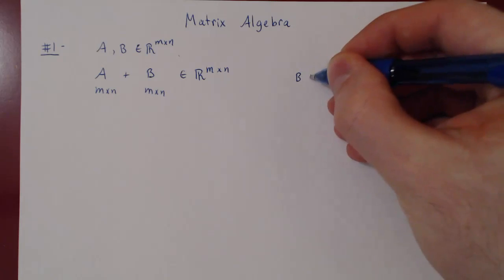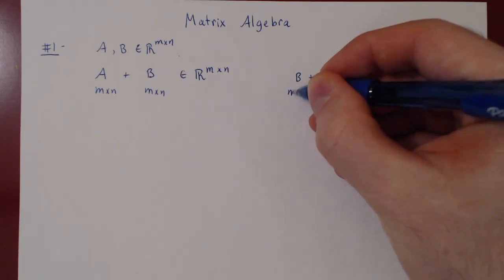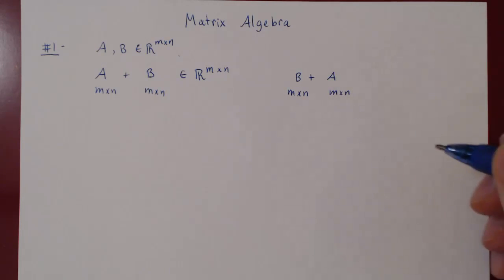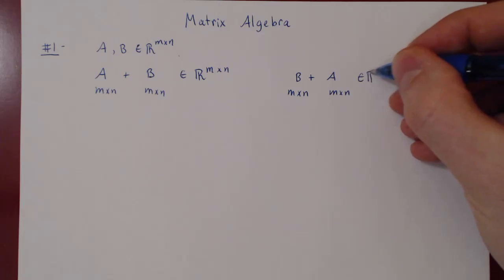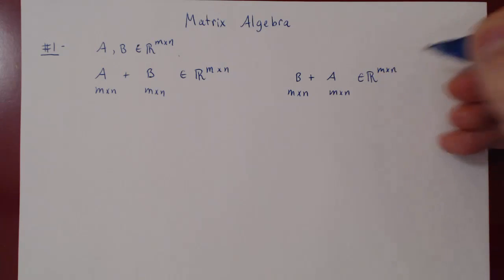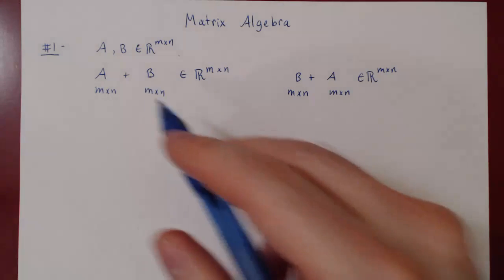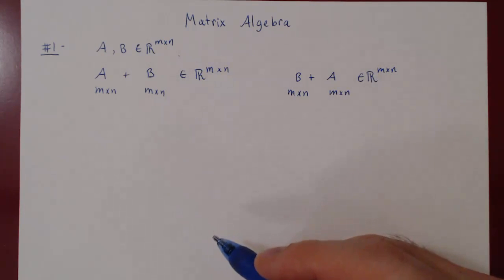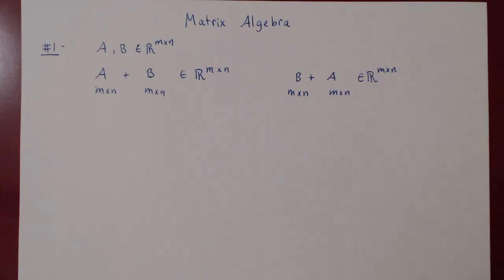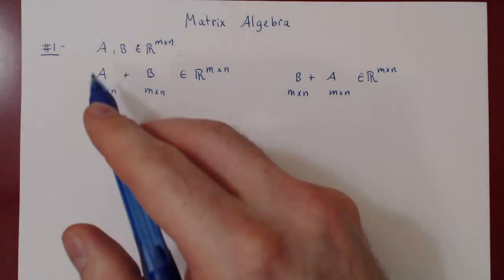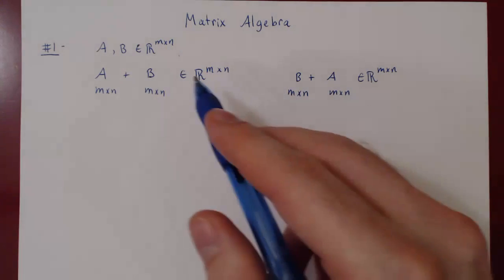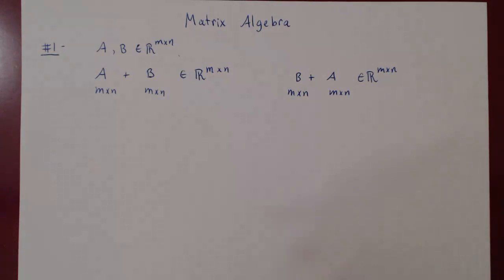If you compute B plus A, well, B is an M by N matrix, A is an M by N matrix, the result will also be an M by N matrix. So clearly, if you do A plus B or B plus A, you get a matrix of the same size. We will now prove that they have also the same corresponding entries. And we have to give a general proof. We have to prove that for any matrices A and B of the same size, A plus B and B plus A not only have the same size, but also the same corresponding entries.